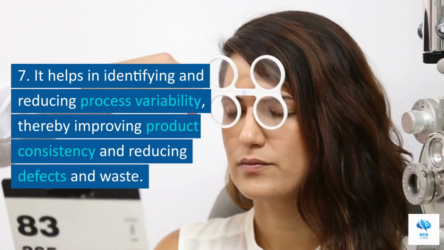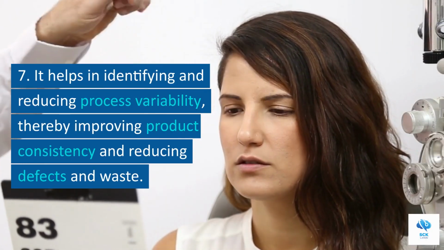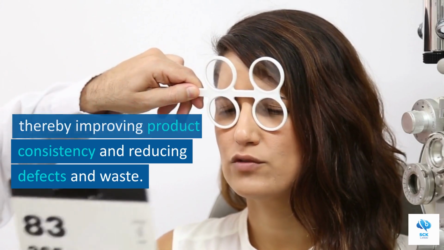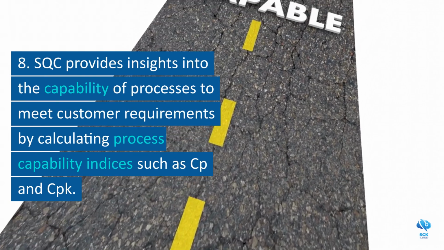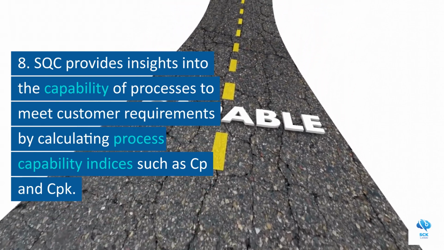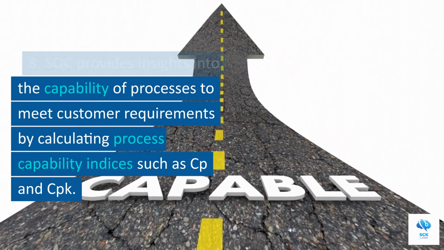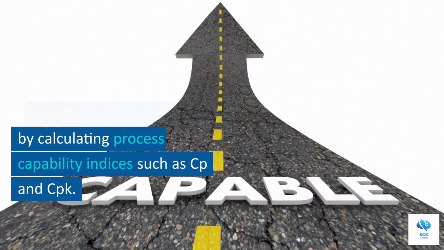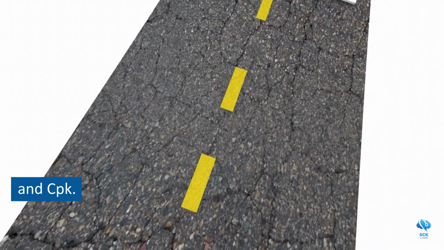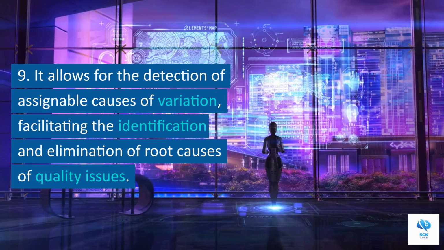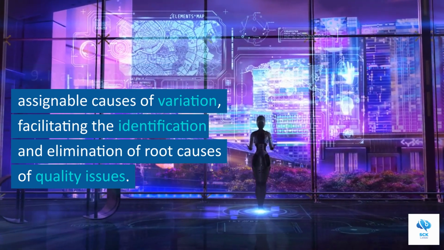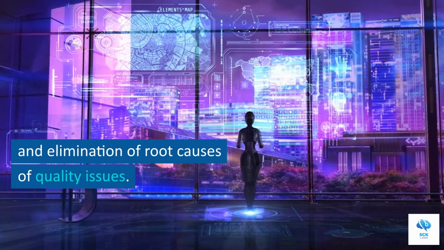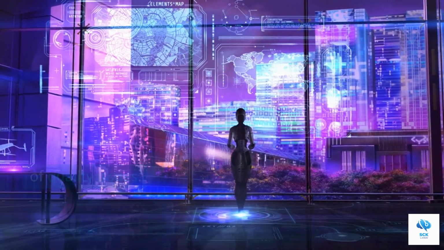7. It helps in identifying and reducing process variability, thereby improving product consistency and reducing defects and waste. 8. SQC provides insights into the capability of processes to meet customer requirements by calculating process capability indices such as Cp and Cpk. 9. It allows for the detection of assignable causes of variation, facilitating the identification and elimination of root causes of quality issues.